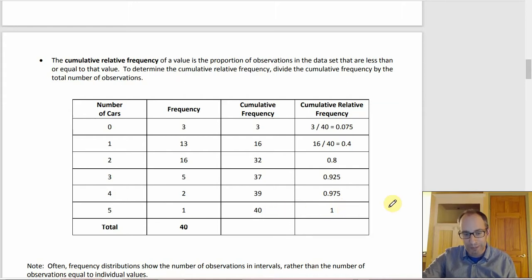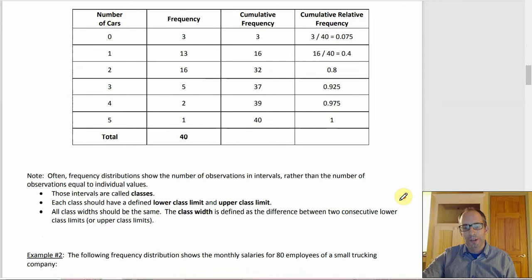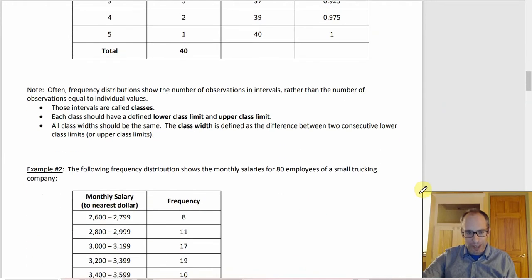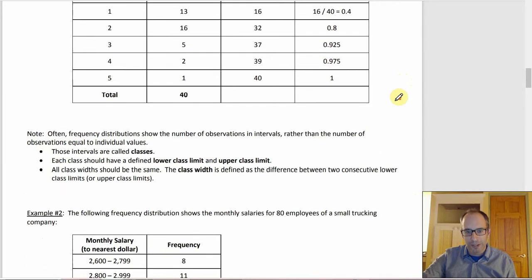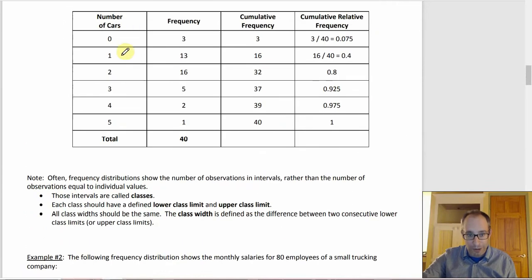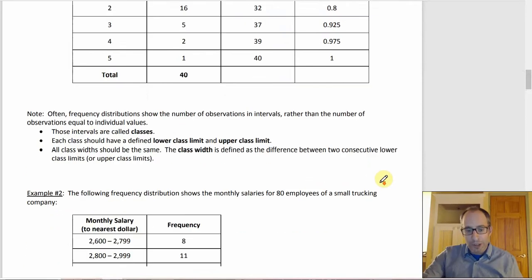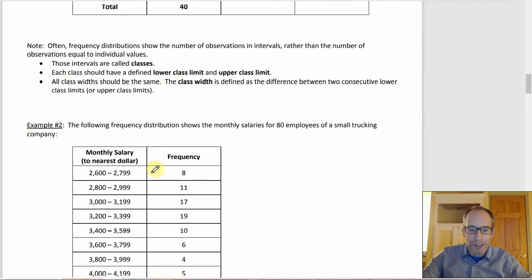Okay, so another thing worth pointing out is that frequency distributions, a lot of times, instead of just showing individual values like the number of cars up here, show intervals rather than individual values. So like I said, this is when you don't just have a handful of possible values in your data set. You've got lots and lots of them. And if that happens, then those intervals are called classes. So if I scroll down a little bit, here are the classes.